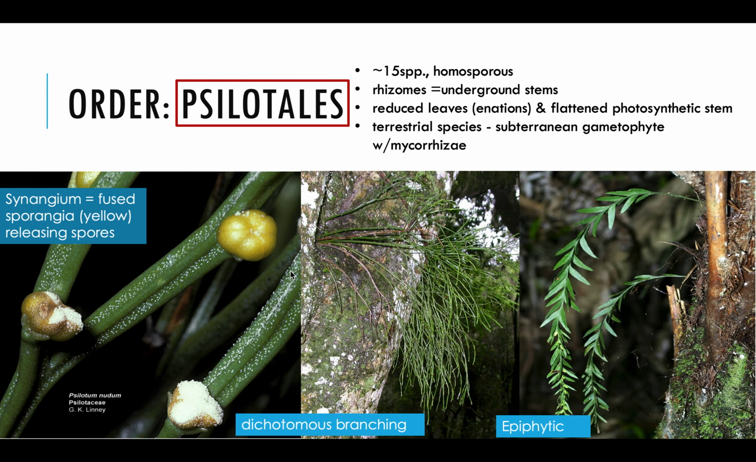So our first order that we're going to talk about, our first division, is Psilotales. These are our whisk ferns, and they have a specialized structure, really the only thing you need to know on this slide, called a synangium. The synangium is basically 3 sporangia, or 3 houses for spores, fused together, okay? And all those little white dots are spores inside.